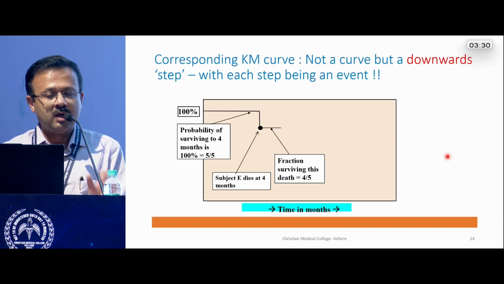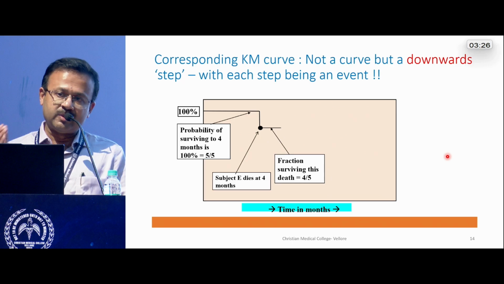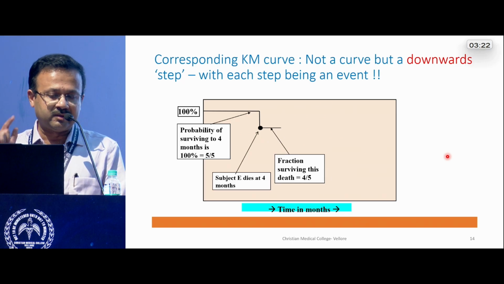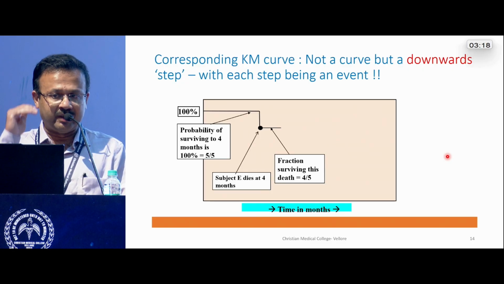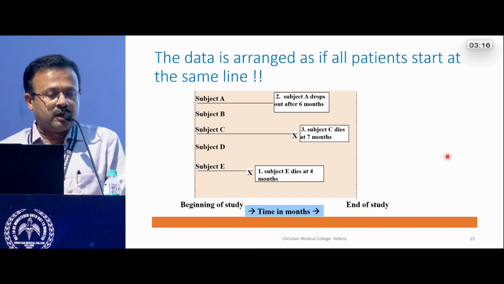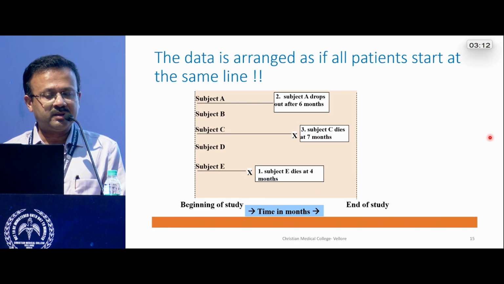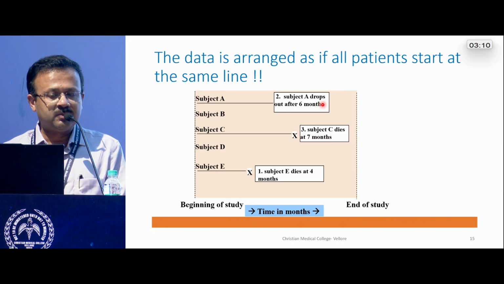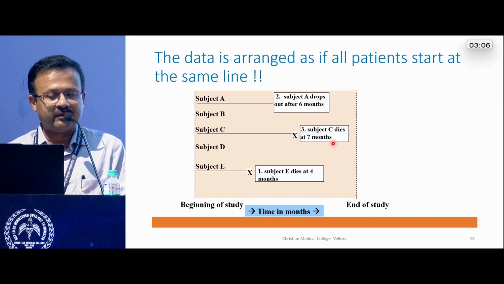The Kaplan-Meier curve is a misnomer. It is a step downwards. It is always going downwards. It's always a step, and each step is one event happening. Now, when we continue to follow up this group of patients, at 6 months we lose 1 patient to follow-up, and at 7 months, 1 more patient dies.